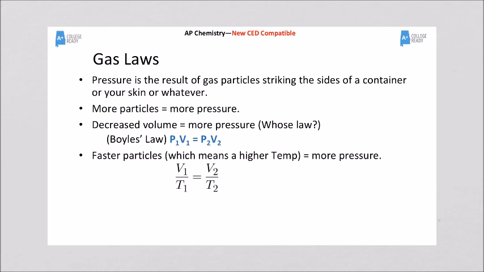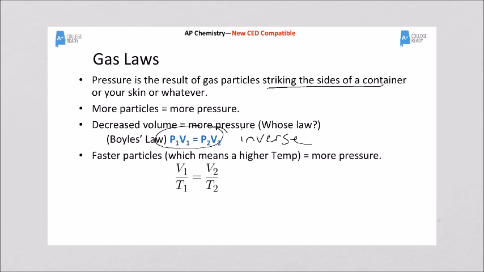Pressure is the result of gas particles striking the sides of a container or your skin or whatever. So the more particles you have hitting the container, the more pressure there would be. If we decrease the volume, there's going to be more pressure. And whose law is that? Well, that's Boyle's law. We don't need to know these specific names of the laws. You do need to know the relationship. This is an inverse relationship with Boyle's law.